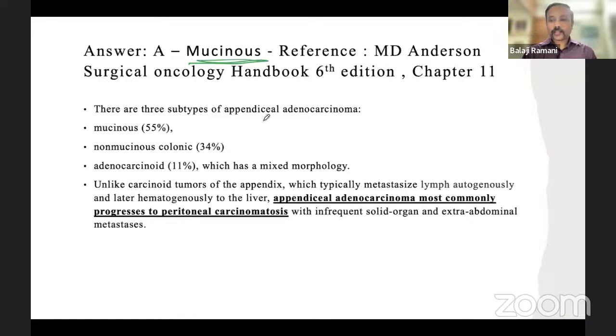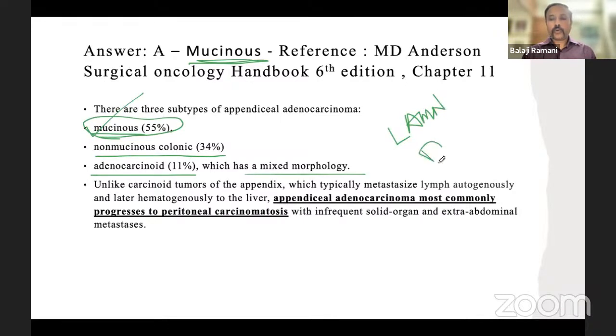So if you look at it, there are three main types of appendiceal adenocarcinoma. You have mucinous types, you have non-mucinous colonic type, and then you have your adenocarcinoid, which has got a mixed morphology. So the most common subtype, more than 50%, is going to be your mucinous carcinoma or your mucinous type of adenocarcinoma of the appendix. Now, you have to remember some terms like LAMN.